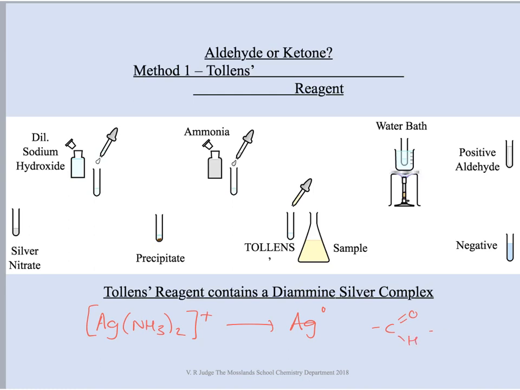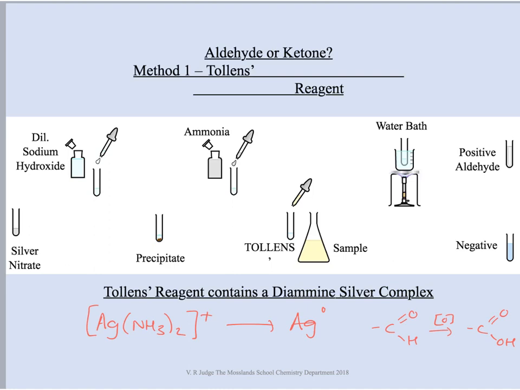Aldehydes become carboxylic acids, which you've seen before with the acidified potassium dichromate. With a primary alcohol, it will oxidise to an aldehyde, and the aldehyde will further oxidise to a carboxylic acid. So we know that the positive result is going to be with the aldehyde, whereas the ketone can't be oxidised any further, so you get a negative result with the ketone.